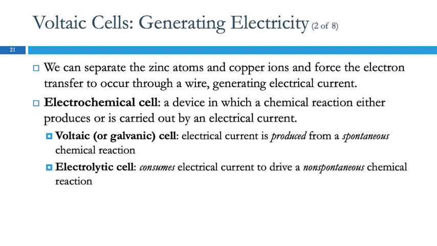So if we separate the zinc atoms and the copper ions, we can force that electron transfer to go through a wire first, and that generates electrical current. So an electrochemical cell is a device in which a chemical reaction either produces or is carried out by an electrical current. So there's two types. There's the voltaic, which is also called a galvanic cell. And here we get electric current being produced from spontaneous chemical reaction. In an electrolytic cell, electricity is being consumed to drive a non-spontaneous chemical reaction.